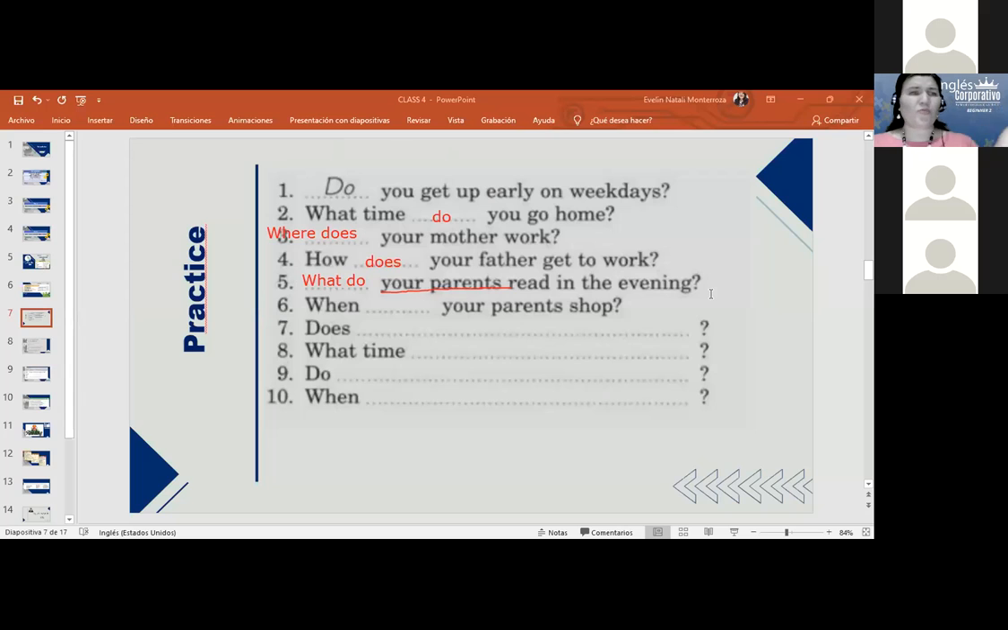It can be the newspaper, a magazine, or something. Or if you leave only the sentence, do your parents read in the evening? It's also correct. Yes, they do, or no, they don't. The next one, when your parents shop. When do, right? Cuando tus papás se van de compras. Okay, invent one question using does.